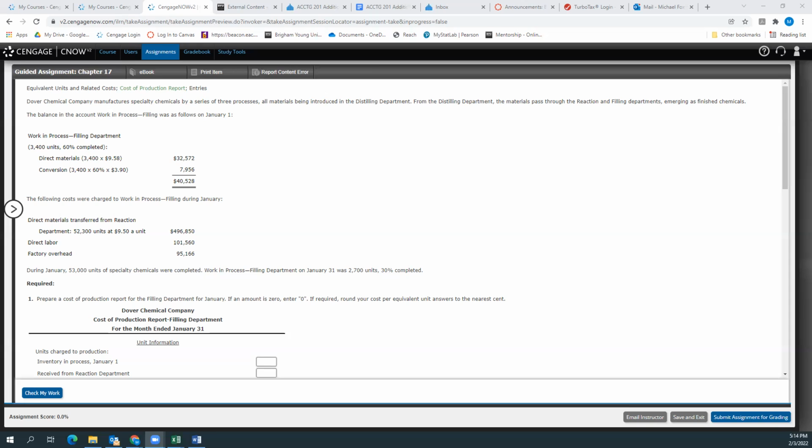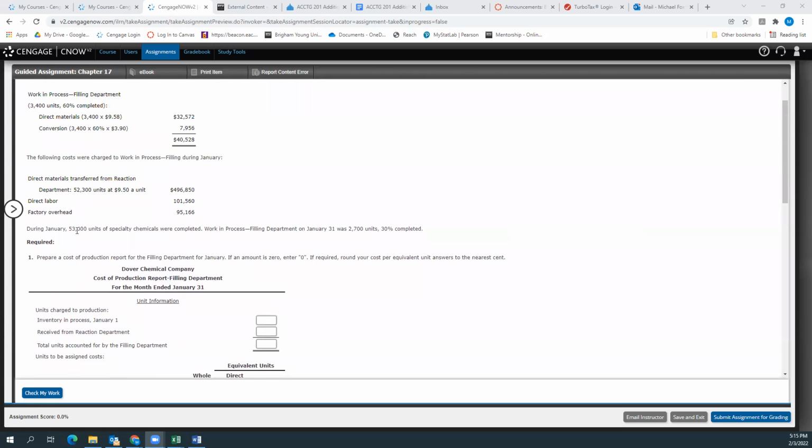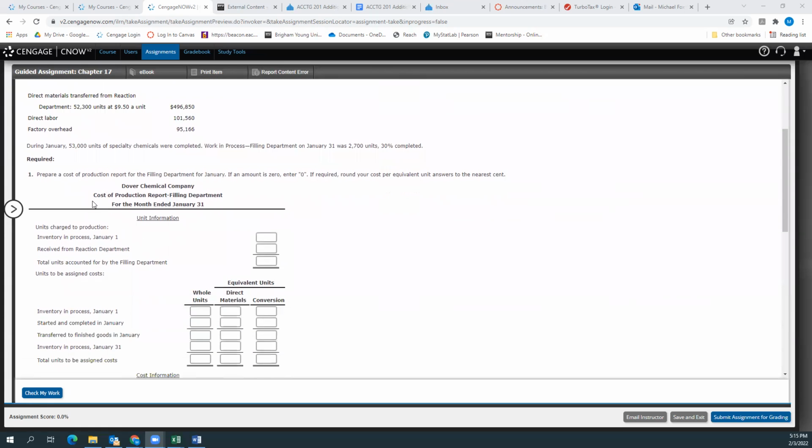So the balance of the work in process for the filling department is right here. That's at January 1st, so that's what the balances were at the start of the period. And then here are the costs that were charged to the filling department during the month of January. It gives us a little other information, and then tells us to prepare a cost of production report for the filling department for January. So let's get started.